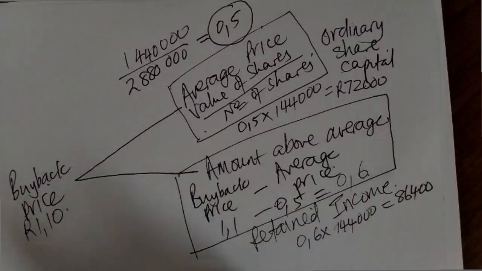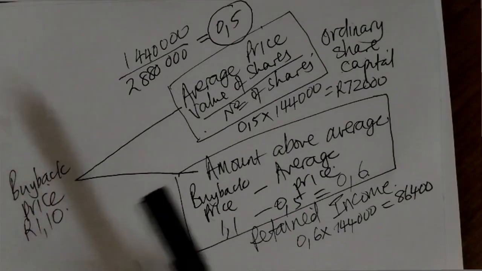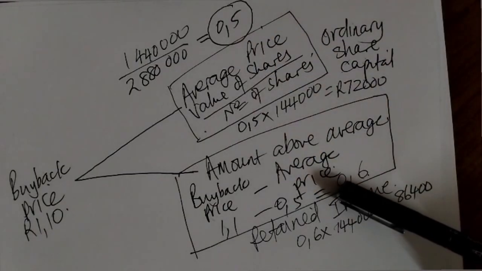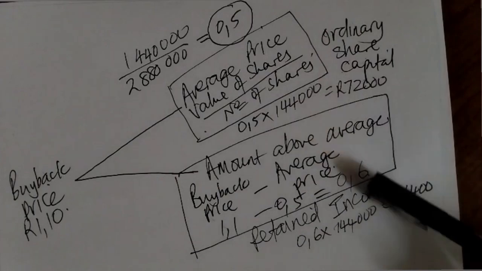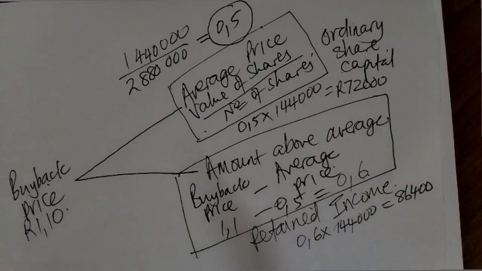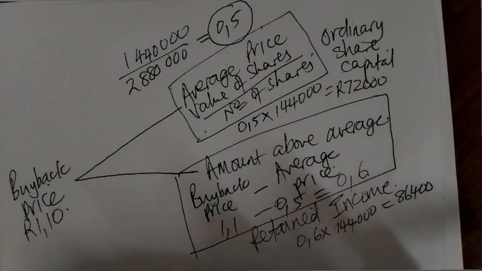In this video, I'm going to start by referring to what I've already used in another video when I was dealing with your ordinary share capital. And I said that one of the most critical things that you're going to be expected to do is to calculate the buyback. That is, you split between the average price and the amount above average. One portion must go to the ordinary share capital and the portion that is to go to your retained income. So I'm going to use the same example that I used to do the ordinary share capital, but in this case I want to do the retained income.